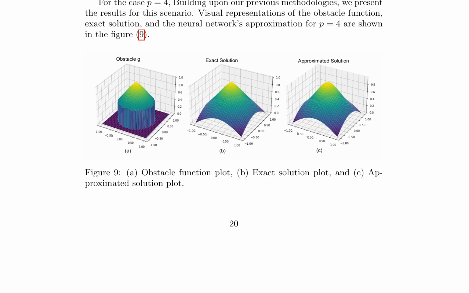The results highlight the neural network's ability to approximate complex solutions accurately, which is crucial for solving variational inequalities and obstacle problems efficiently. This section contributes to the overall understanding of the paper's novel approach to solving these problems using deep learning techniques, showcasing its potential in fields such as computer vision, robotics, and engineering.